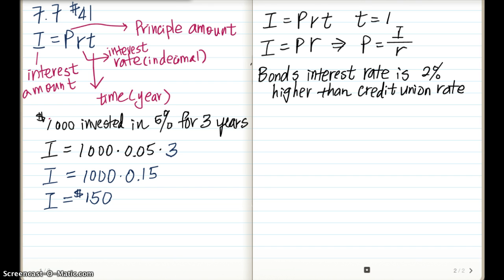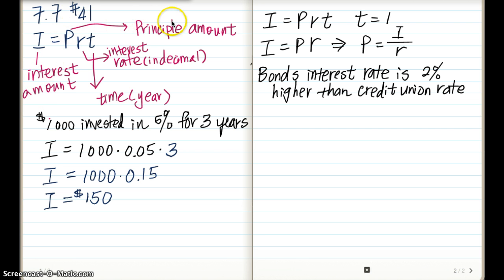In this problem, we have an interest problem. So the formula you need to understand is the simple interest formula. I have it written down here, I equals PRT. Also, you might notice that you need to know what each letter represents. I is the interest amount that you earn on a particular account.